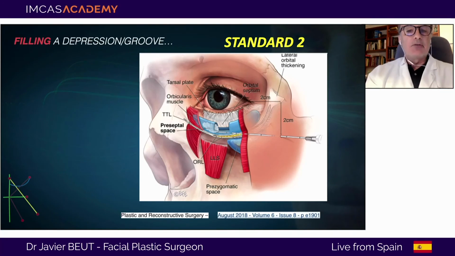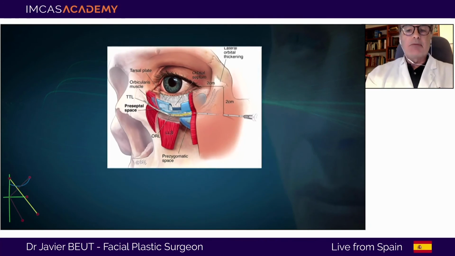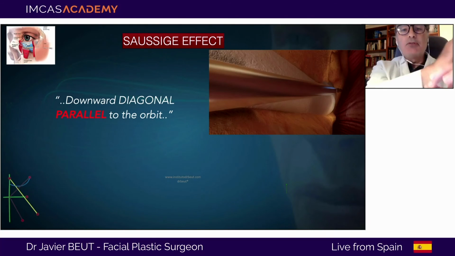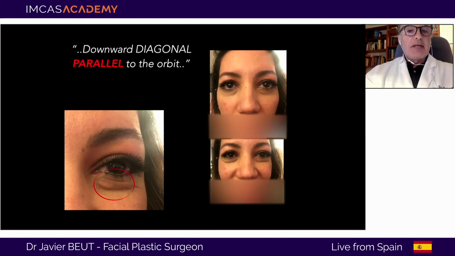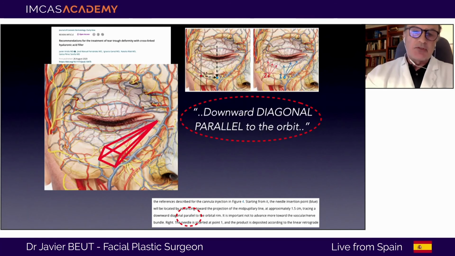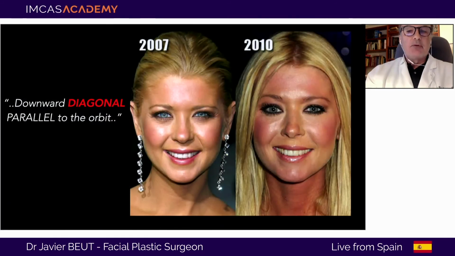But even in standard two, it has been published in the PRS, just filling. What happens when you just fill? You can have what they call the sausage effect. It's not fat, remember, it's hyaluronic acid, it's different, all right? So you have to be careful with this technique. Even in Spain, they have published an article where they inject just parallel, following the tear trough. If you look, this is an actress that has been injected in this way, and then you have this sort of problem.